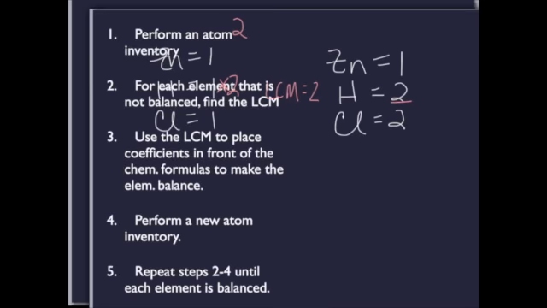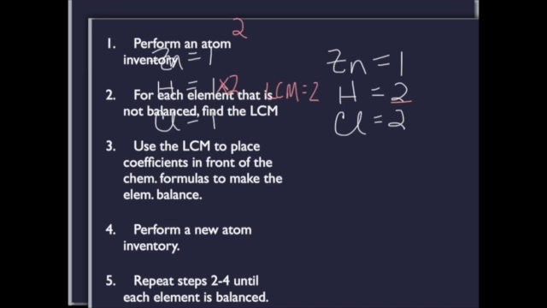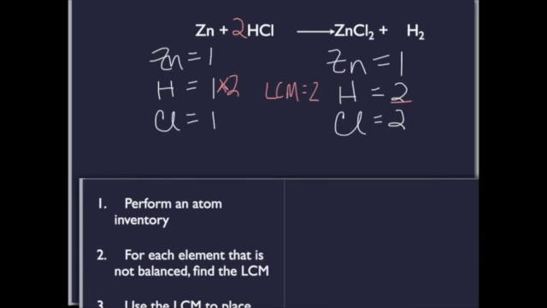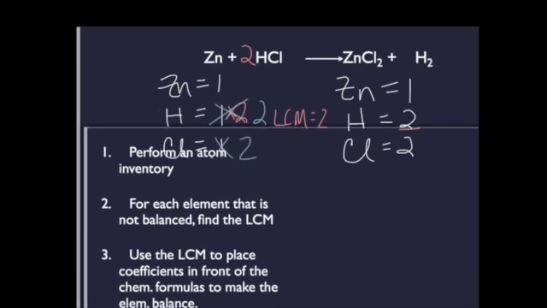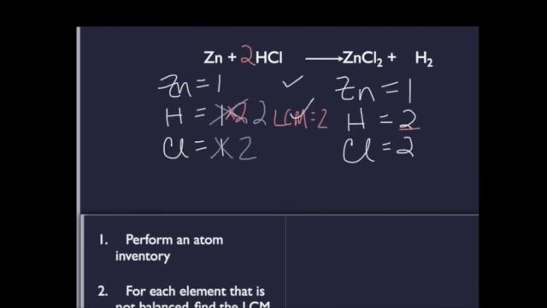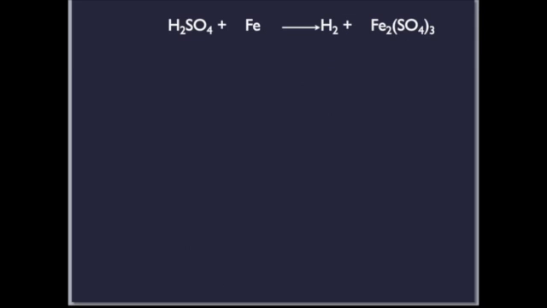The next step, number 4, because we did number 3, use the least common multiple to place coefficients in front of the chemical formulas. Number 4 says to perform a new atom inventory. So let's do that. We didn't change the zinc on the reactant side. We did change the hydrogen. So now we have 2 hydrogens and we have 2 chlorines. Step number 5 says to repeat until each element is balanced. It looks like the zincs are balanced, the hydrogens are balanced, and the chlorines are balanced. So we're done. Okay, one more example.